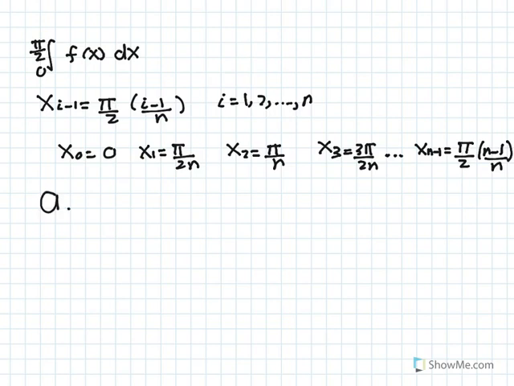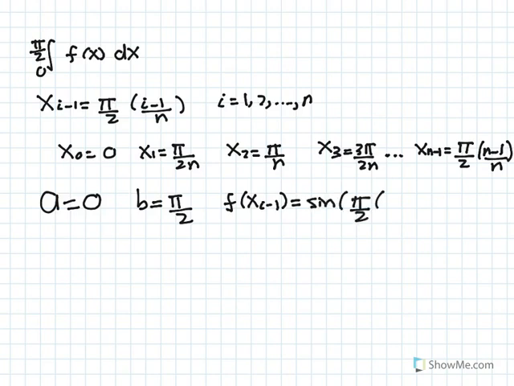So we have a is equal to 0, that's the lower limit of integration. b is equal to pi over 2. We have f of x_{i-1} equal to sine of pi over 2 times (i minus 1) over n. And that is basically sine of x_{i-1}. So that means the function f of x is equal to sine x.